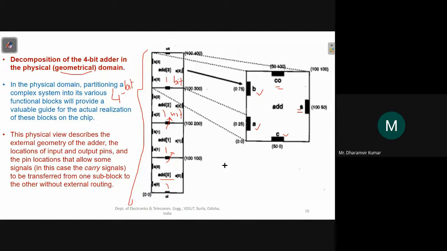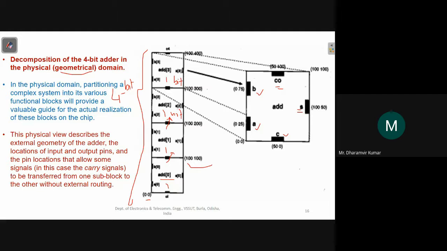Since this is a geometrical domain representation, it will have certain coordinates, with each block a hundred units in length. So this becomes a 100 coordinate point. This point becomes a 200 comma 200 coordinate point. This point becomes 100 comma 300, and this becomes 100 comma 400. So the total length is 400 units, and one block length is 100 units.